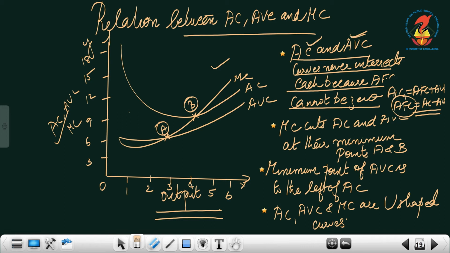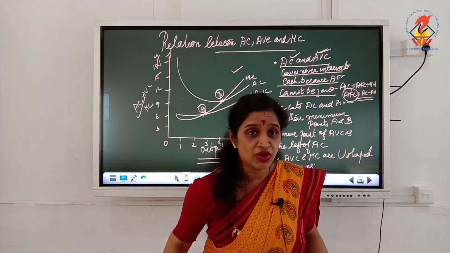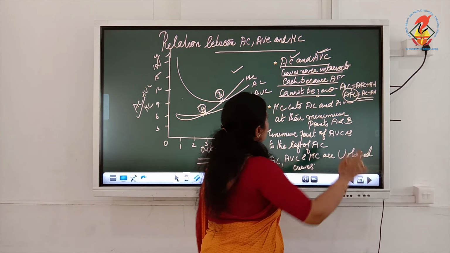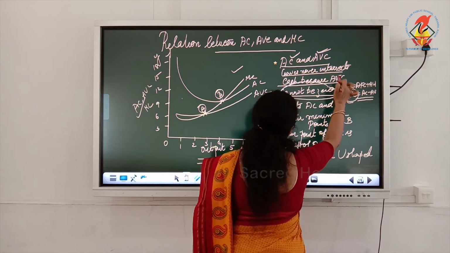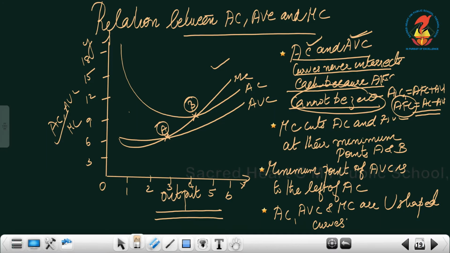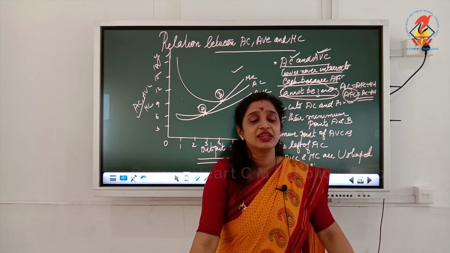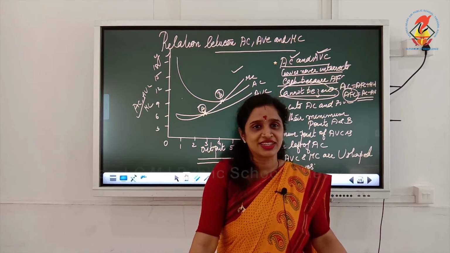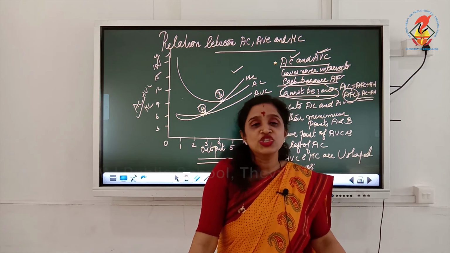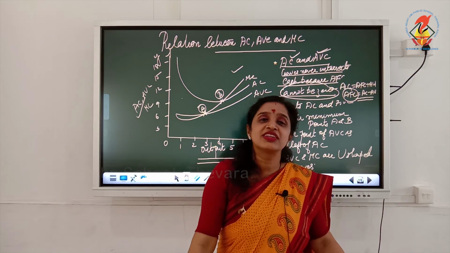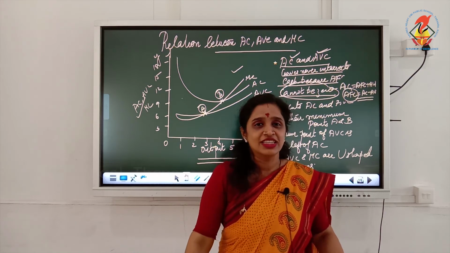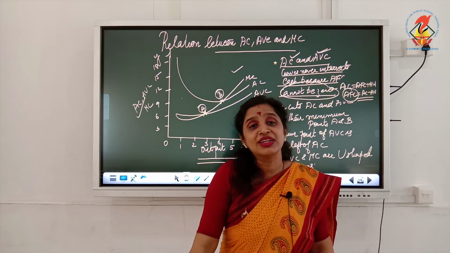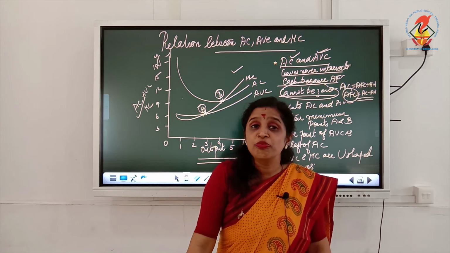Now these AC and AVC curves will never intersect. What is the reason behind that? We have learned in the last class, because AFC can never be 0. If AFC is 0, it is for sure that the AVC and AC curves will intersect. As AFC is not 0, the AC and AVC curves will not intersect. They will move in the same direction but they won't intersect because AFC cannot be 0.